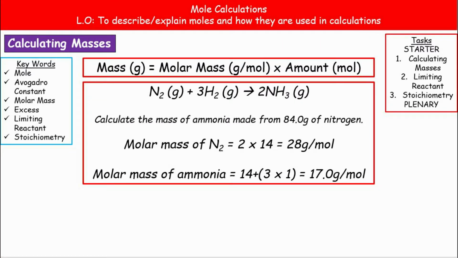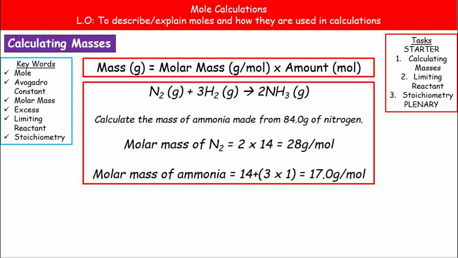The first thing we're going to do, and this starts just under the smaller line, which is the question there, is we need to calculate molar masses. And we need to calculate the molar mass of nitrogen and of ammonia in this case. Because we're not actually concerned with hydrogen, because if we look at our question, it asks us to calculate the mass of ammonia made from 84 grams of nitrogen. So nitrogen we have a mass for, and we're calculating the mass of ammonia. Hydrogen is irrelevant to us here.